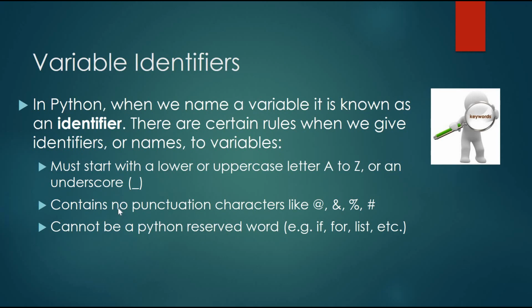It also can contain no punctuation characters like the @ symbol, ampersand, percentage, or the hashtag. And it also cannot have any spaces in it, because if you put a space in there, Python will probably think it's two separate variables and it's going to get really confused. Also, if you try to name something with one of the reserved Python words like if, for, or list, or there's a big long list of all of the words that you can't use that are reserved for various functions and control structures, that will also be invalid. So let's name some variables and let's get some inputs going so we can actually store some interesting data and actually have some fun here.